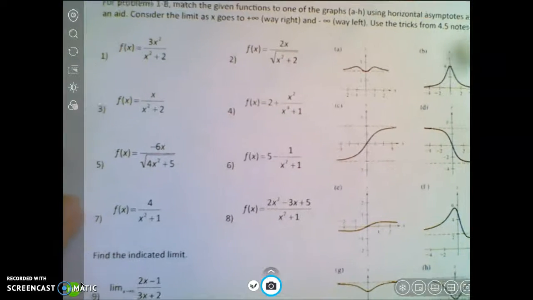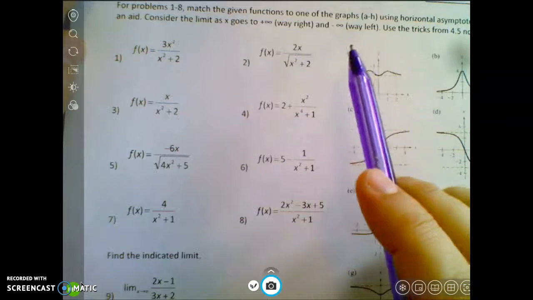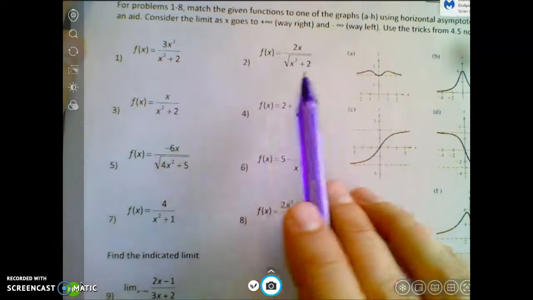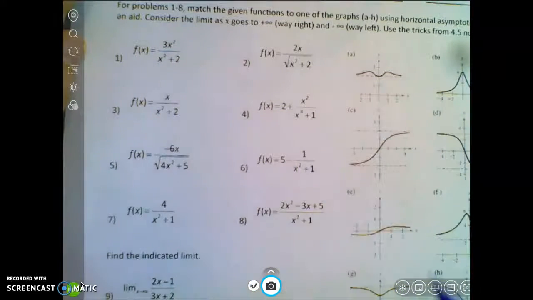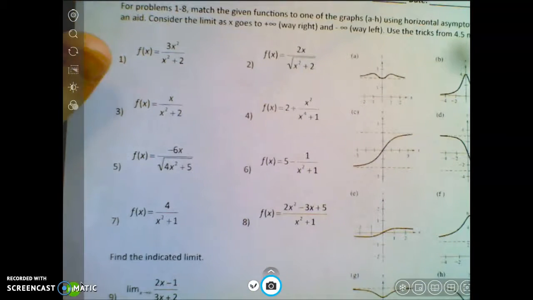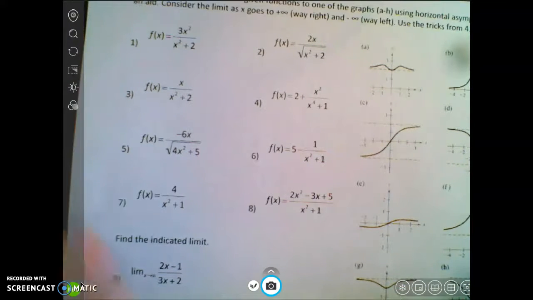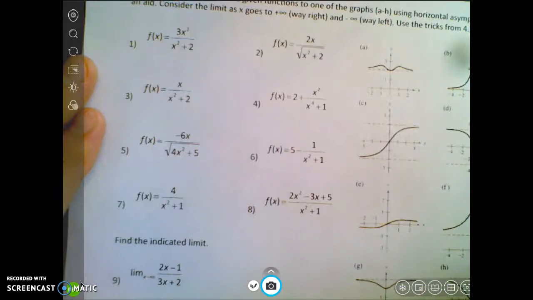Alright, so now to the top ones. Here's what's weird about these. Every one of these matches with the picture. So worst case scenario, I want you to do these without using your graphing calculator, but you can use your graphing calculator.